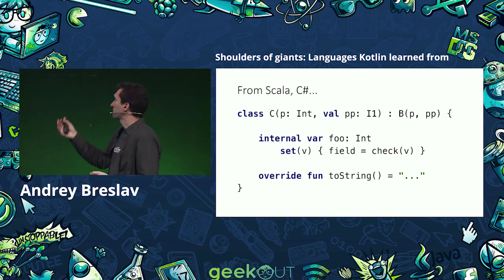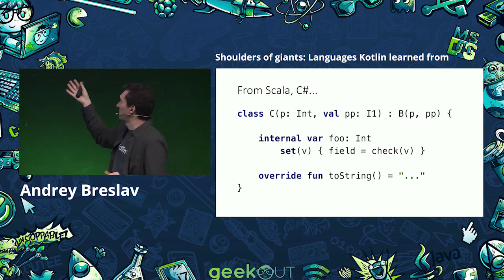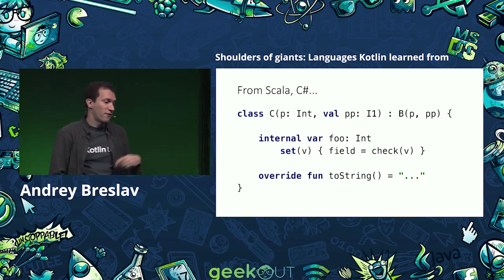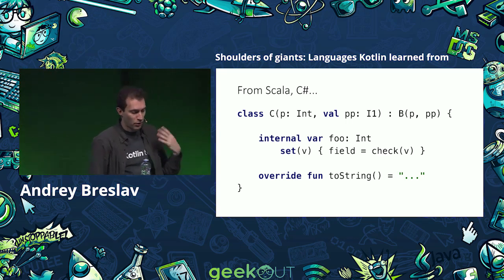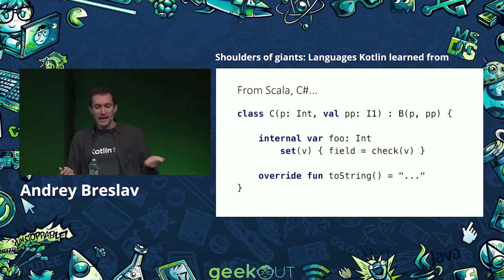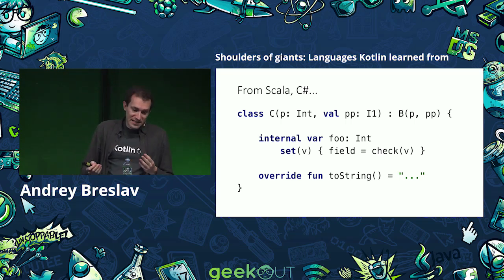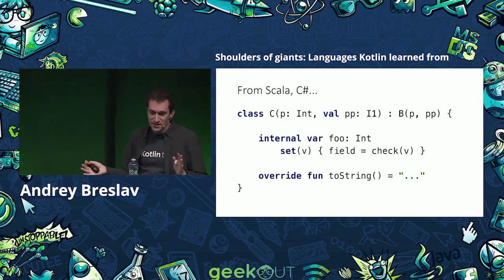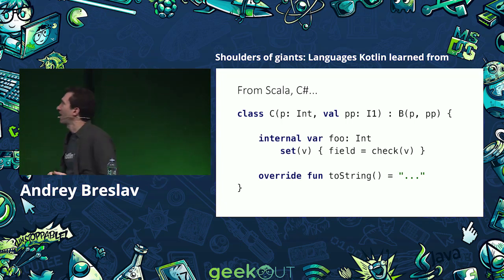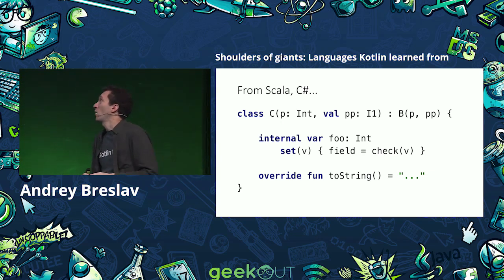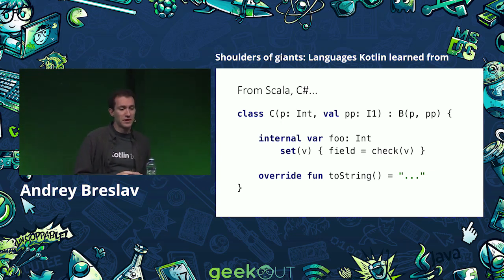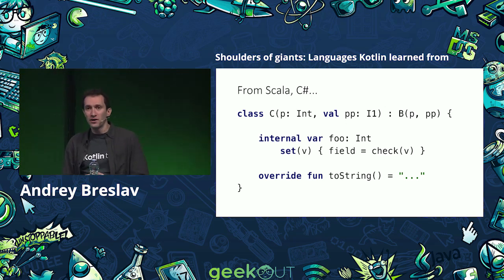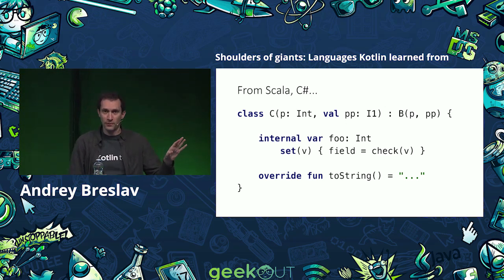Then the rest of it is a little bit of a blend. In the body of the class, I declare var, a mutable property, with a setter. And it's not quite Scala, it's not quite C#. It's our original, let's say, syntax, where you don't have any curly braces around the setter. But it has the internal visibility marker, which clearly comes from C#.